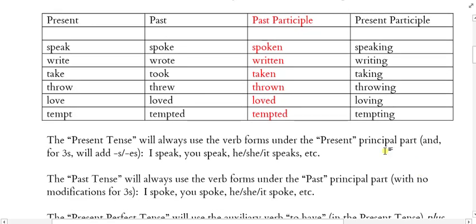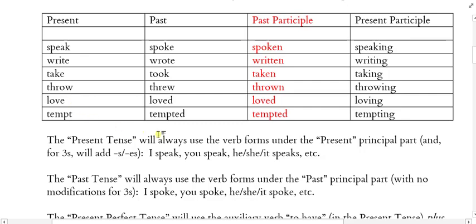Now, your handout doesn't have my groovy red ink here, so I apologize for that. But you at least can see it on my screen. Now, when we form the present tense of any English verb, we're going to use this present principal parts column. And for the third person singular, we'll always add an S or an ES, depending on how that verb ends. So speak becomes speaks, he, she, or it speaks. Otherwise, we leave the S off. I write, you write, he writes. I take, he takes. I throw, you throw, he throws. Love, right? And then tempt.